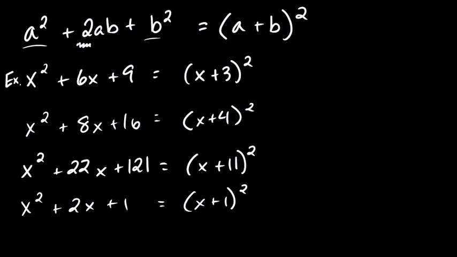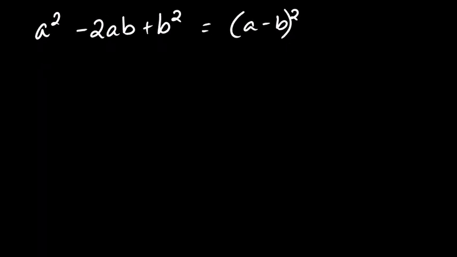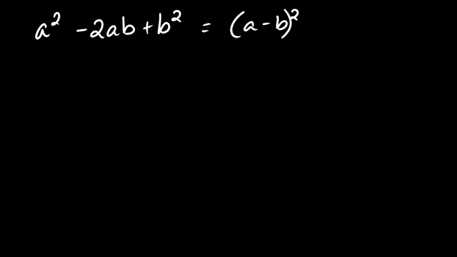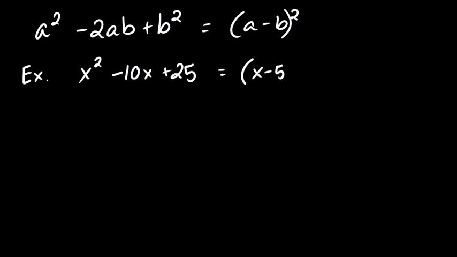And there's one more perfect square trinomial. The only difference between this perfect square trinomial and this one is the minus sign. So I'm just going to switch the minus signs on us. X squared minus 10x plus 25. It's going to be x minus 5 times x minus 5, or x minus 5 squared.